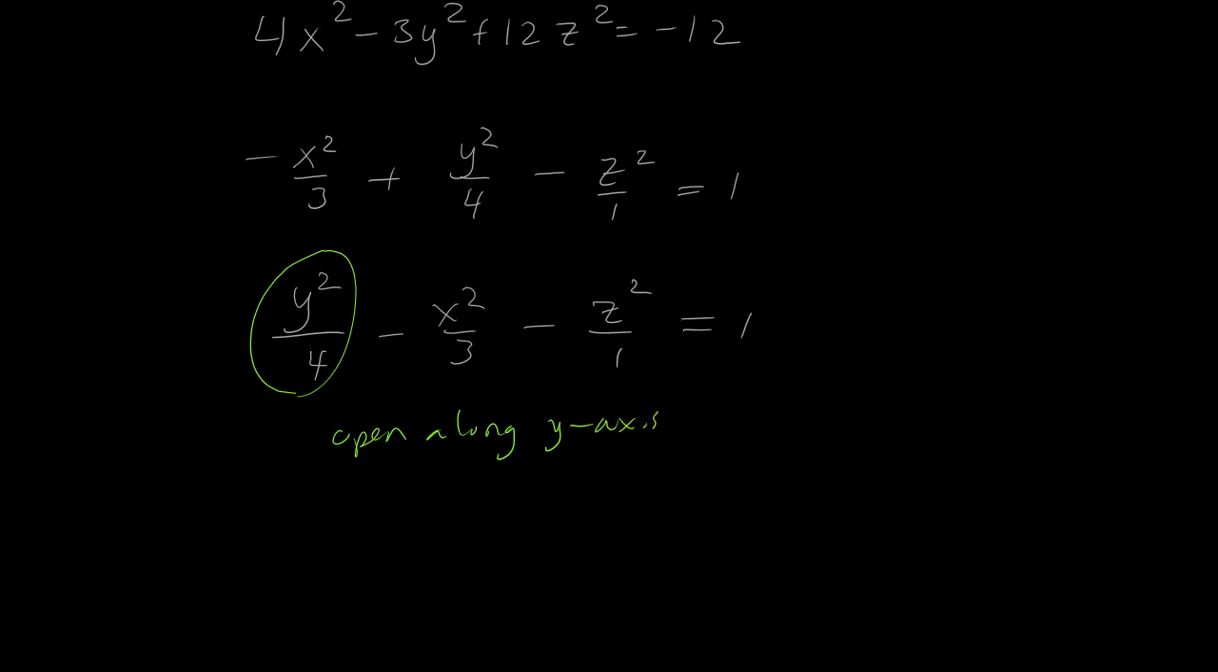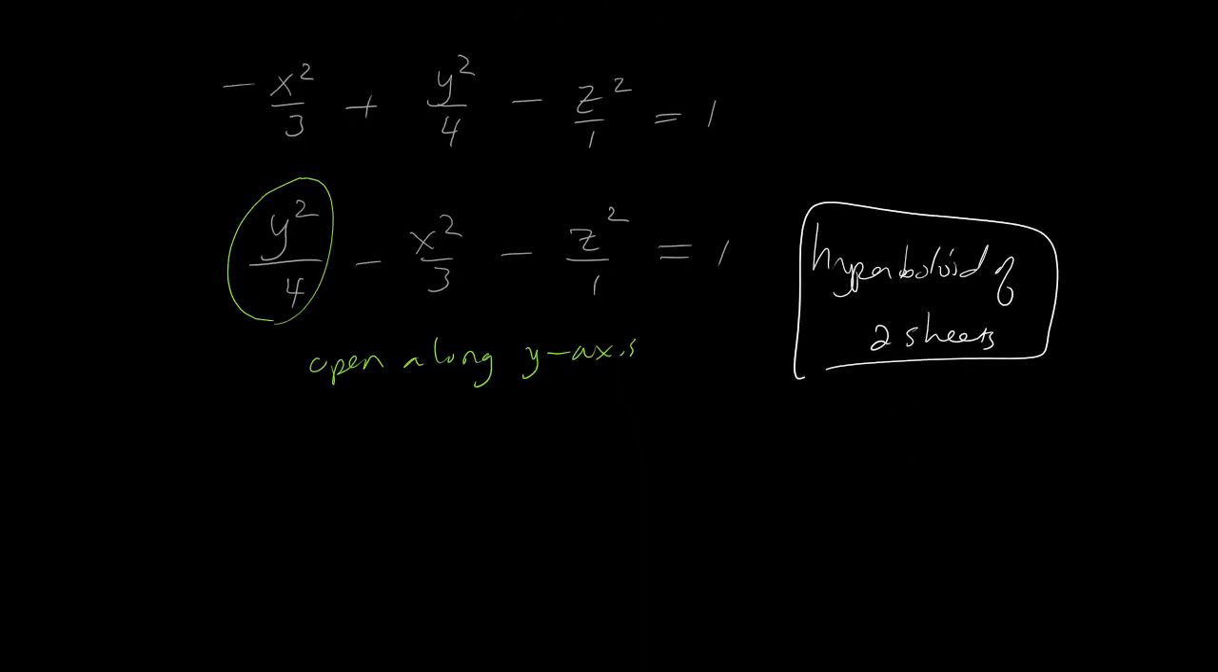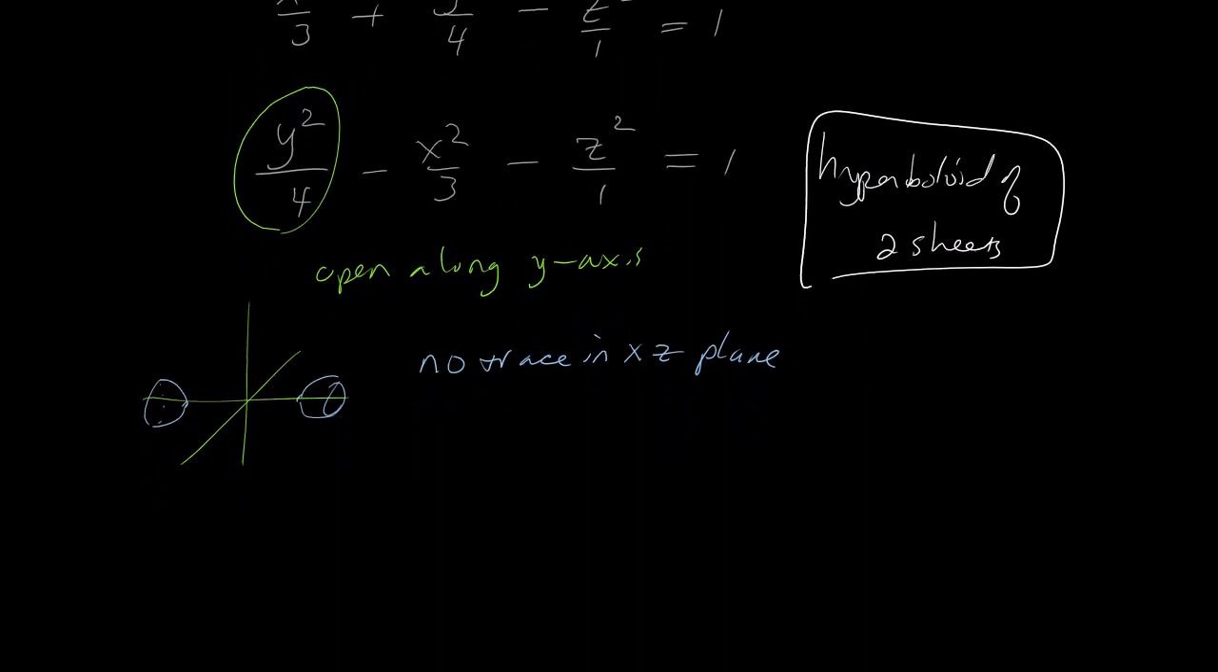First of all, let me give the answer here for the classification. It's a hyperboloid of two sheets. If I drew a rough sketch of it, we know it's going to open somewhere along the y-axis, so it's going to look something like this. That's good news for us because we know right away that it does not have a trace in the xz plane. So we're going to find the traces in the xy plane and in the yz plane.